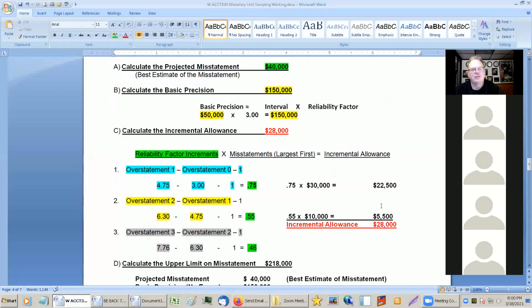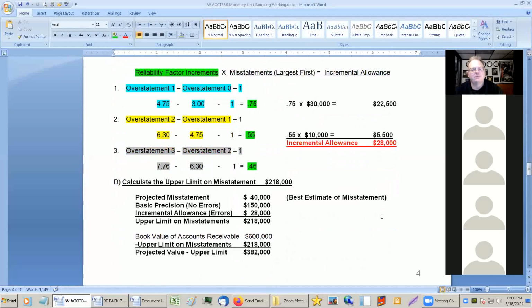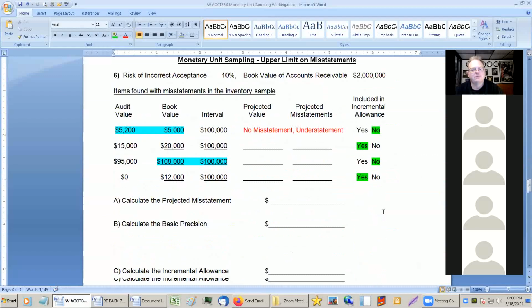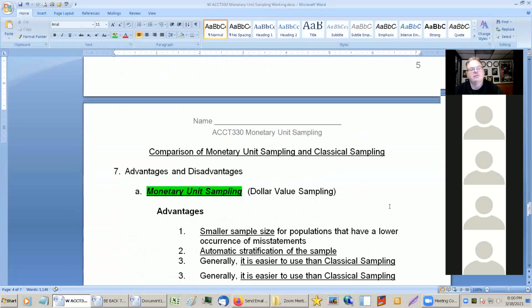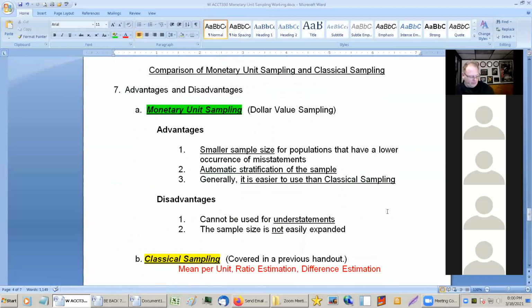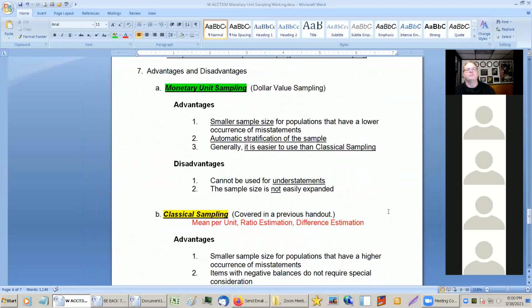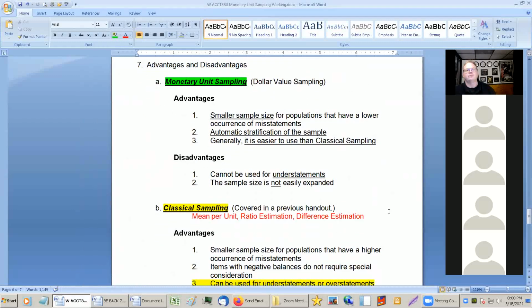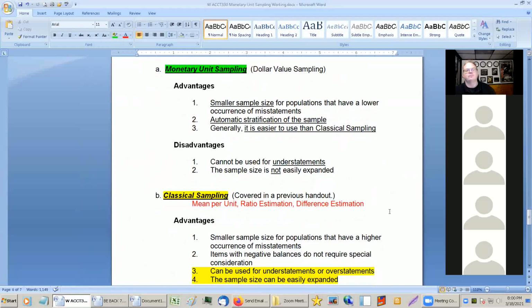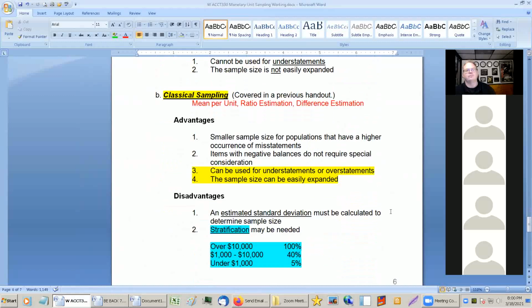No, I think it's problem 7, just the disadvantages part. I didn't get the end. Oh, I'm sorry. Let's see if I can get this. Can you keep going to the disadvantages? Yeah, right there. Thank you. Okay.